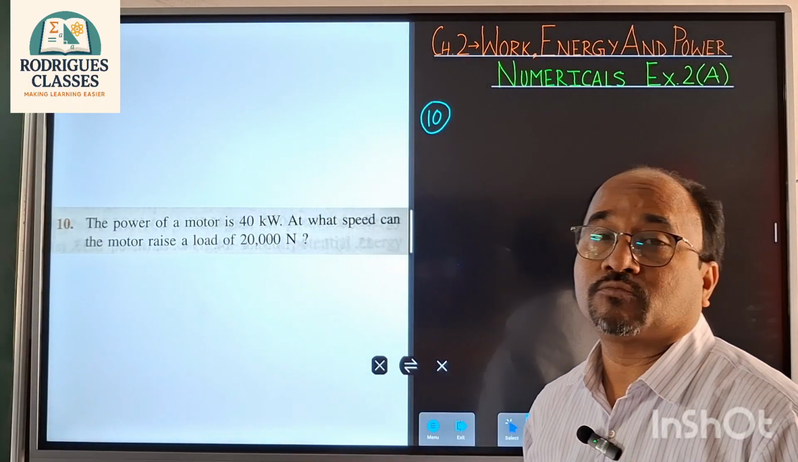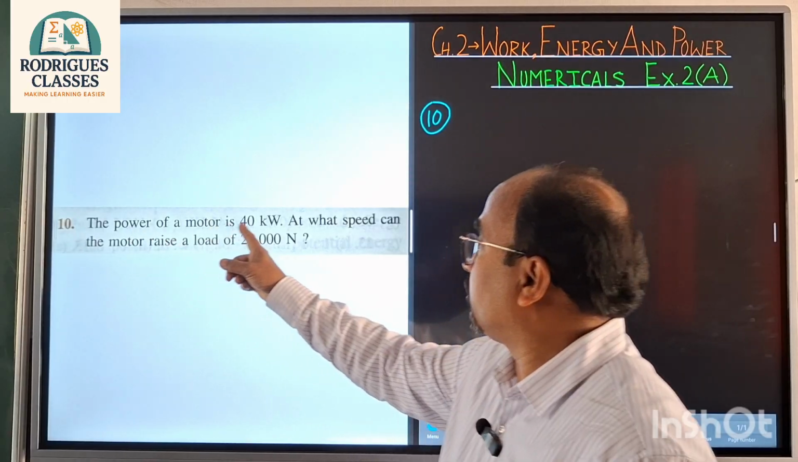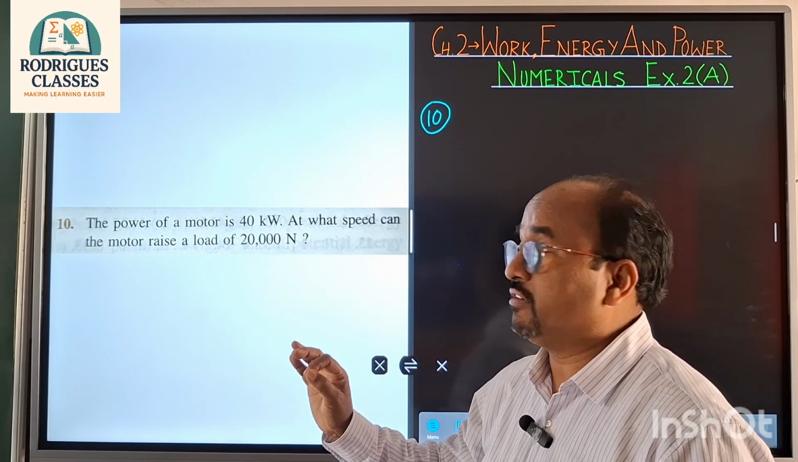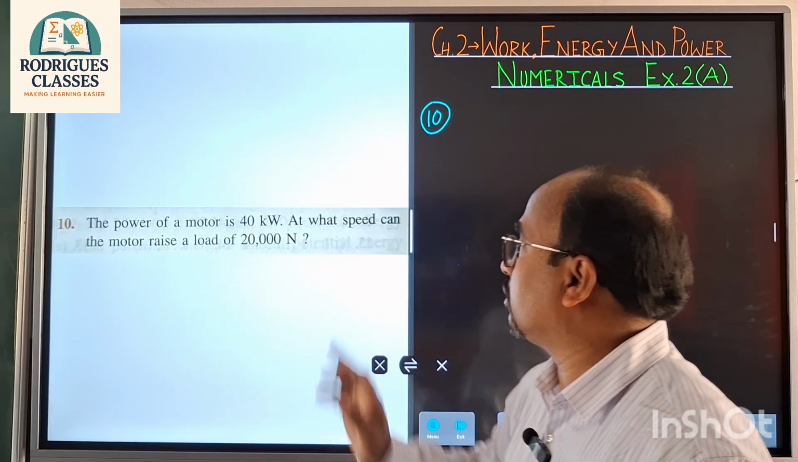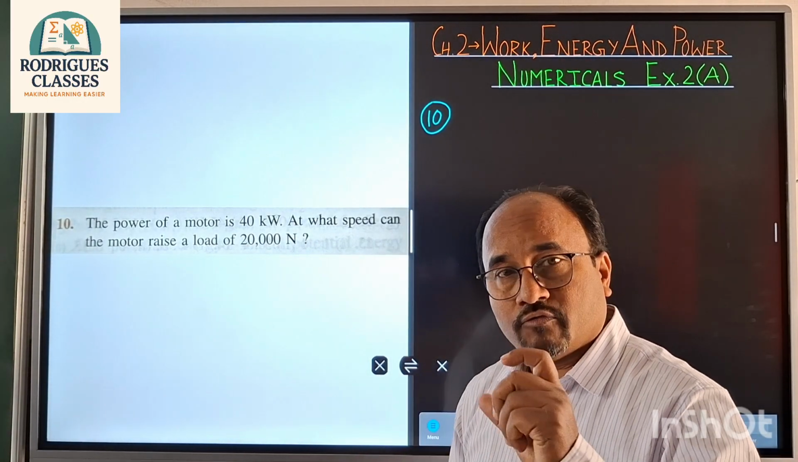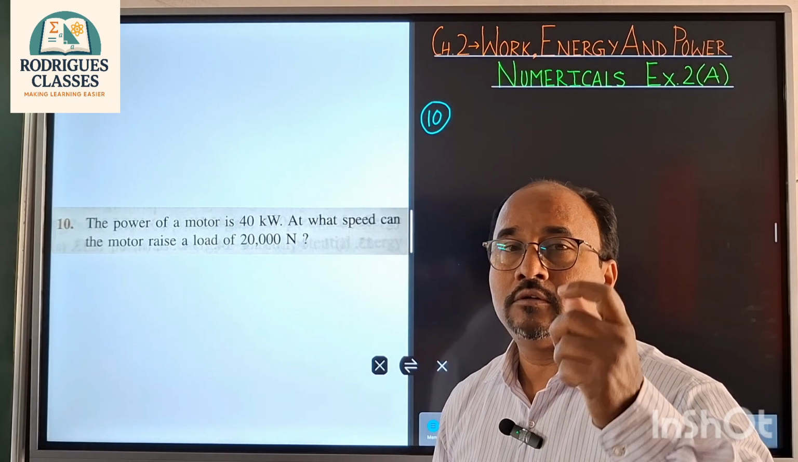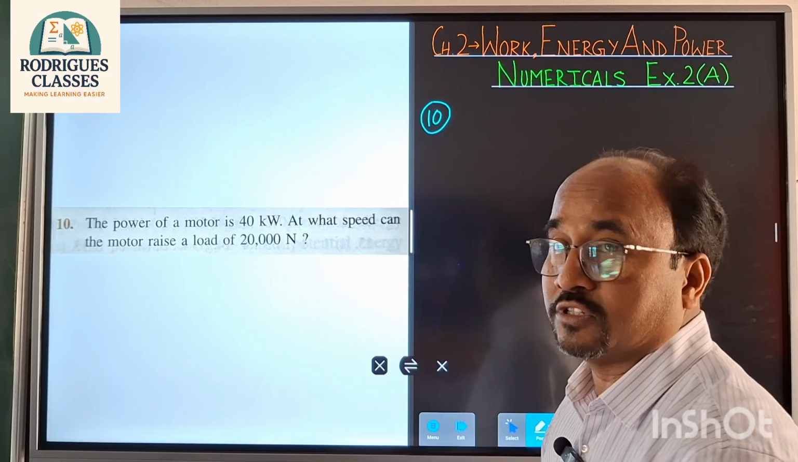Next is a very small numerical. The 10th one: the power of a motor is 40 kilowatt. Power is given to you. At what speed? You have to find the speed. The motor raised a load of 20,000 Newton. So this is the force given. So the formula relating force, power and speed. You know the previous sum also was this only.